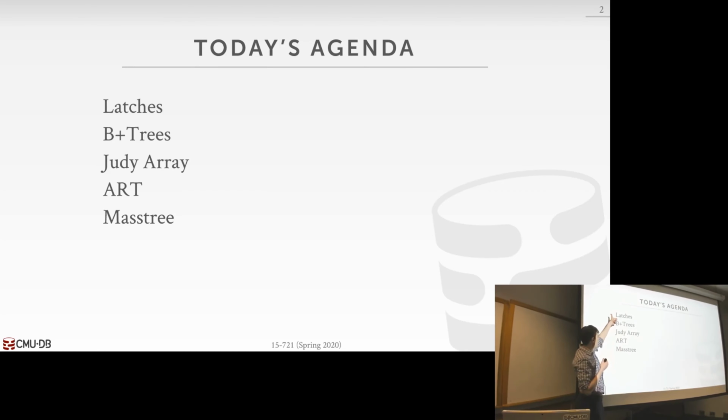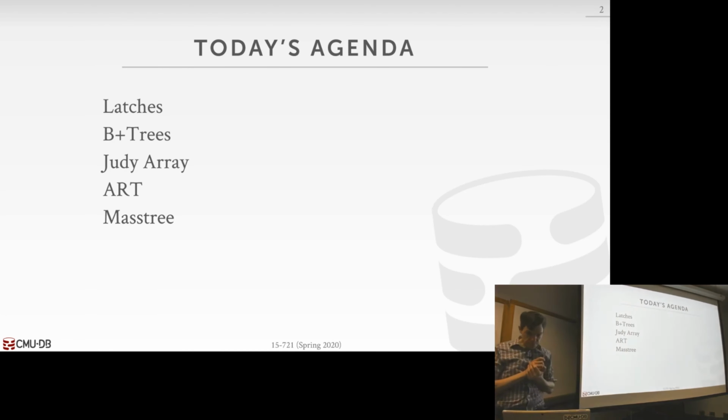First we'll discuss how to actually implement latches, or what kind of latches we could use in our database system. Then we'll talk about how to do latching in a B plus tree. Of course, this will be contrasting with the BW tree, which is meant to be latch free. In a B plus tree, you have to have latches. Then we'll focus on what you read in today's assigned reading, on the GD array, the ART index, and the Mass tree. They're all variants of tries.